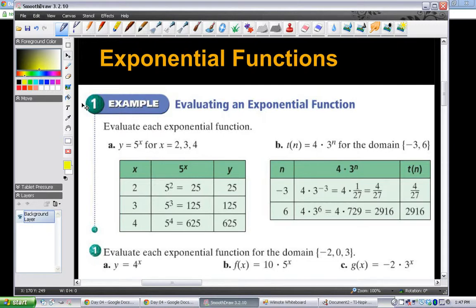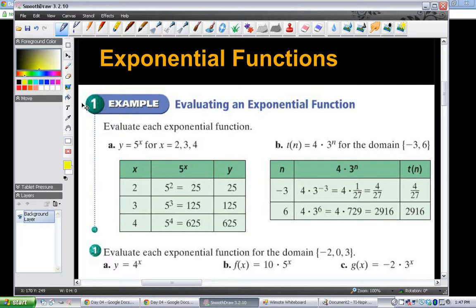So in this video, our learning target is I can translate between multiple representations of exponential functions. So we'll be looking at exponential functions and translating them between equations, tables, points, graphs, and situations. So that's what we will be working through on this.